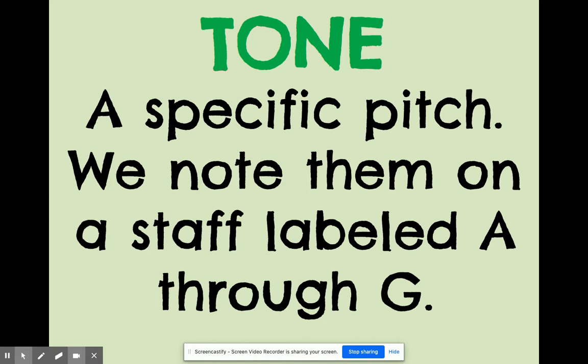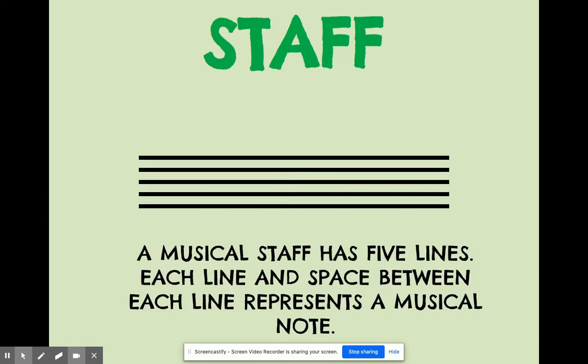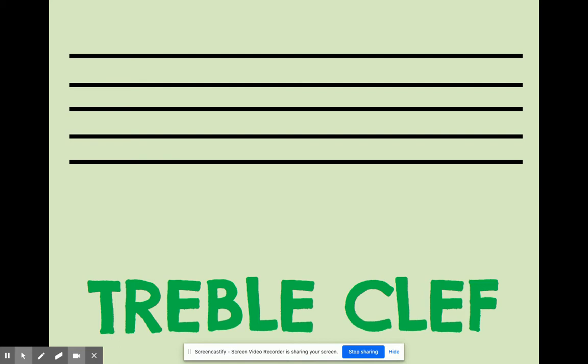A tone is a specific pitch, meaning a note on the staff, and they are labeled on a staff A through G. So we're going to see what that looks like here in just a second. A musical staff has 5 lines, and each line and each space between the lines represents a different musical note or tone. On the treble clef, it always starts at the bottom and goes up: E, G, B, D, F on the lines. And in between the spaces, we have F-A-C-E, face.